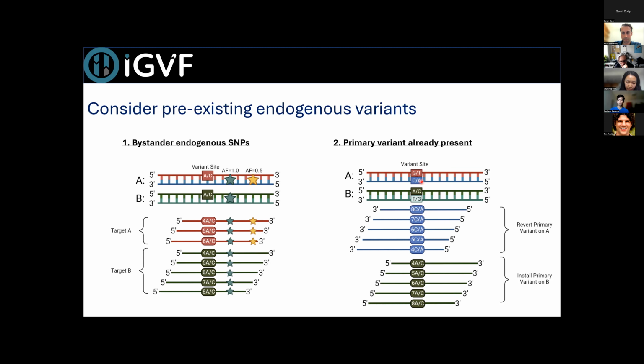And then also, since you're reverting the variant, you would have to interpret the effect size differently compared to designing a guide that would install a variant. Alternatively, or additionally, you can have guides that design the reference homologous chromosome as well.